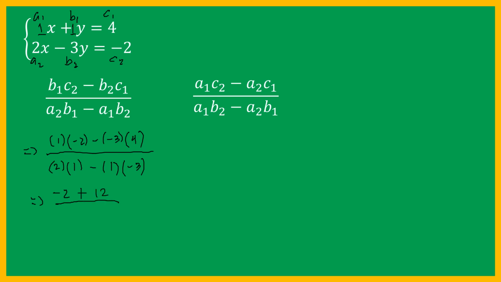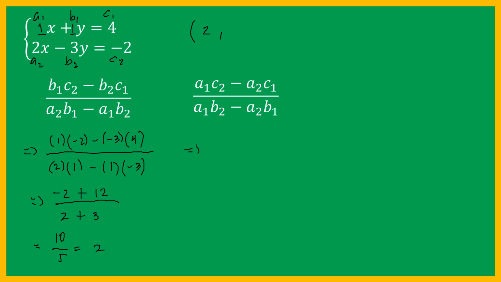All over 2 plus 3. Kasi negative times negative is positive. So that will be positive 3. Then again, simplifying, we will have negative 2 plus 12 is positive 10 divided by 5, which is 5. Now, our first value of the solution is 2. Now, the other value can be obtained using the formula.